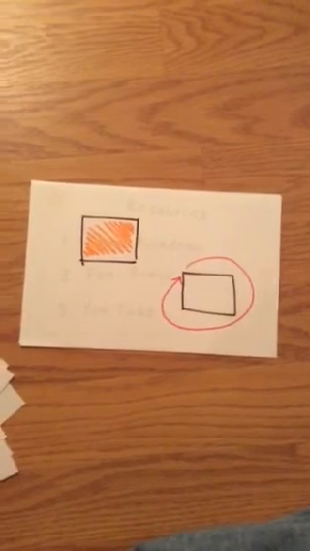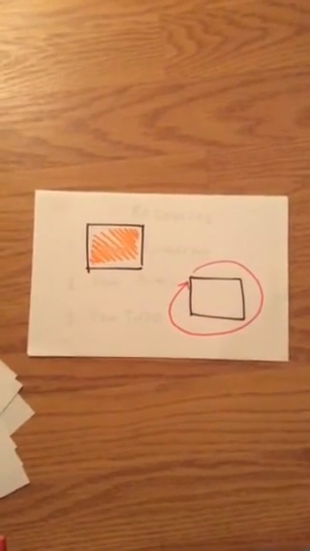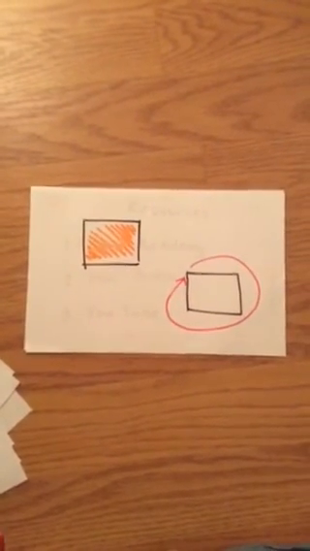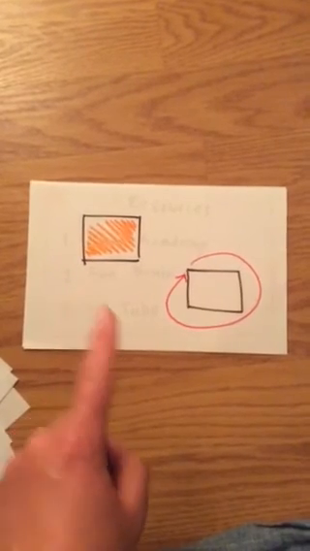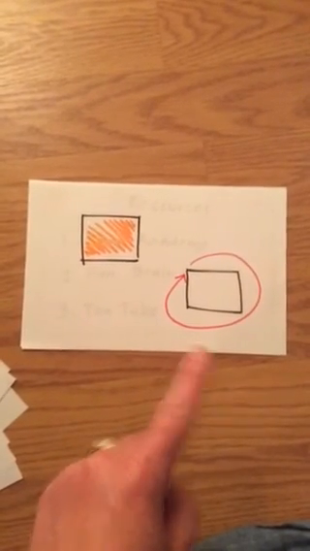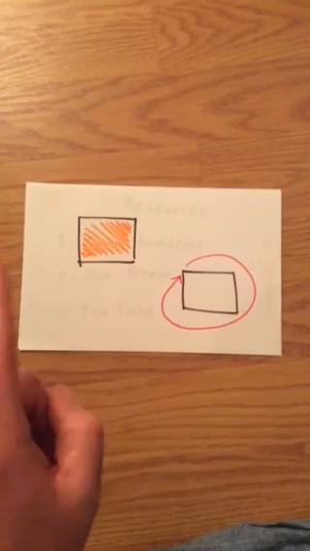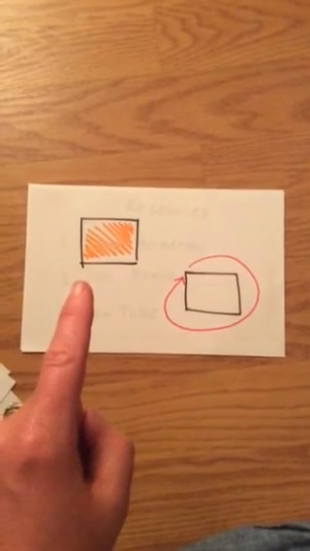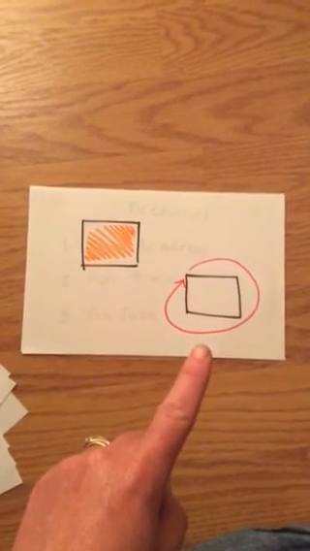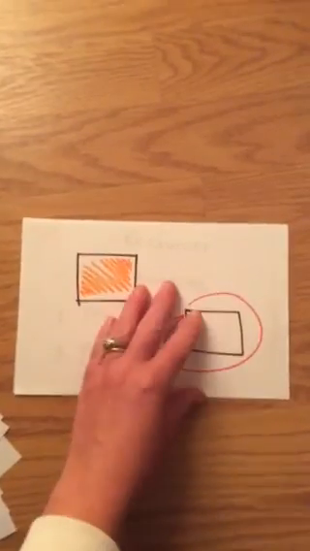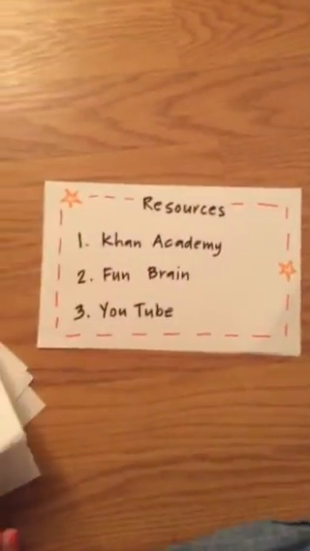Well, remember, today we talked about a very important geometry skill, and that is finding the area and the perimeter of a shape. Do you remember which is which? This one is the area. That one is the perimeter. You're right.